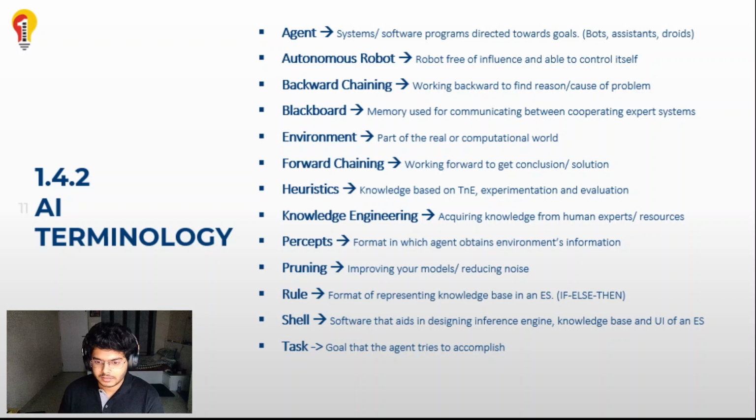Task is pretty simple to understand. It's a goal that an agent tries to accomplish. Any task, not just the end goal, but the goals in between. The goals in the nodal part of any network. Nodes are any stop points, any milestones, right? You can remember them as milestones.